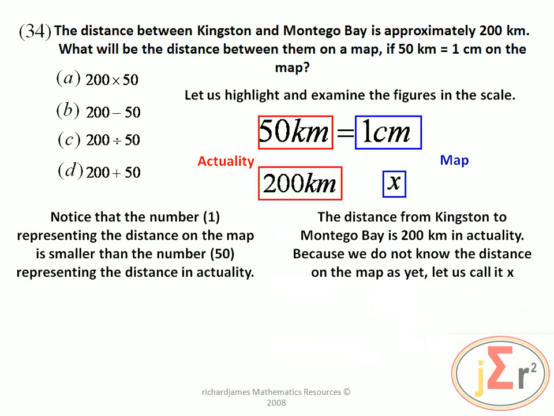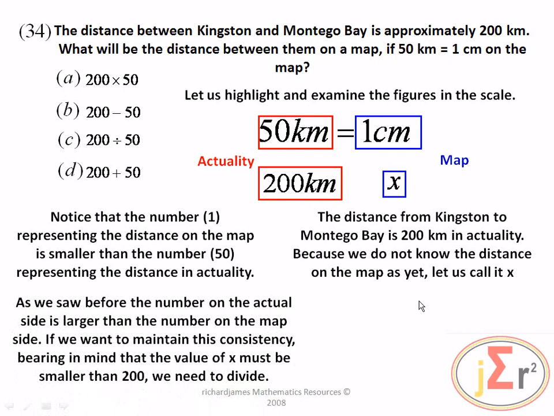Right, so we have them. In the same way, 50 kilometers equal 1 centimeter, 200 kilometers, x. As we saw before, the number on the actual side is larger than the number on the map side. So this is for actuality and this is for the map. The numbers over here are larger.